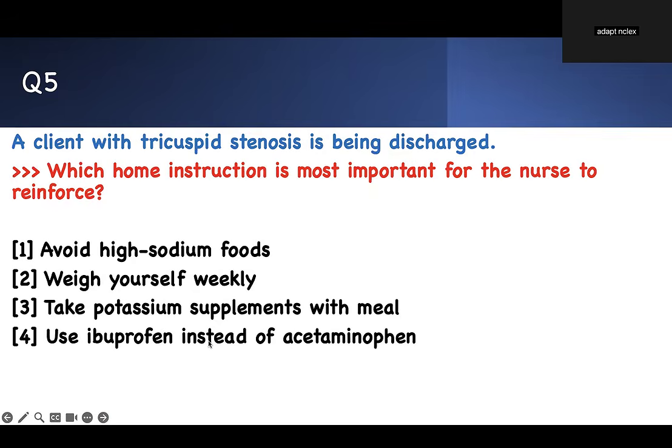If these questions are hard, stop the video, answer it, and see the way I'm going to answer it. And if you have issues, I want you to put that in the comment. Which home instruction is most important for the nurse to reinforce? The easy way to answer questions, I usually don't look at the answers. I read the question, figure out if I understand it. They say the patient has a tricuspid stenosis.